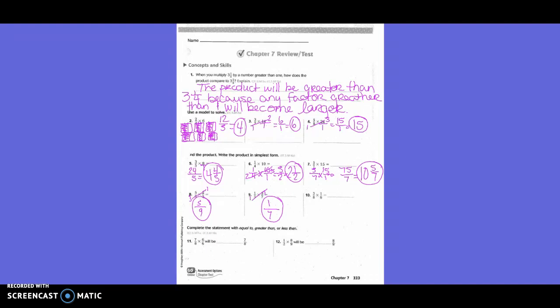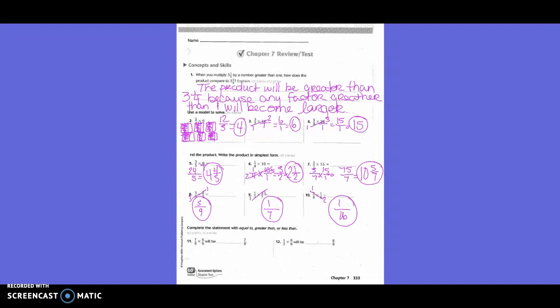3/8 times 1/6. Can I simplify before I begin? Yes. So the 3 and the 6, what goes into both? 3. 3 goes into 3 once. 3 goes into 6 twice. 1 times 1 is 1. 8 times 2 is 16. Can I simplify any more? No.